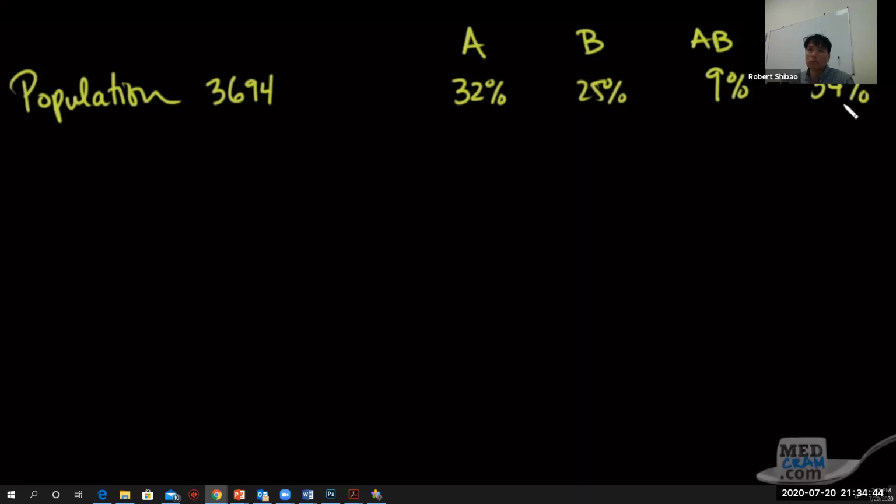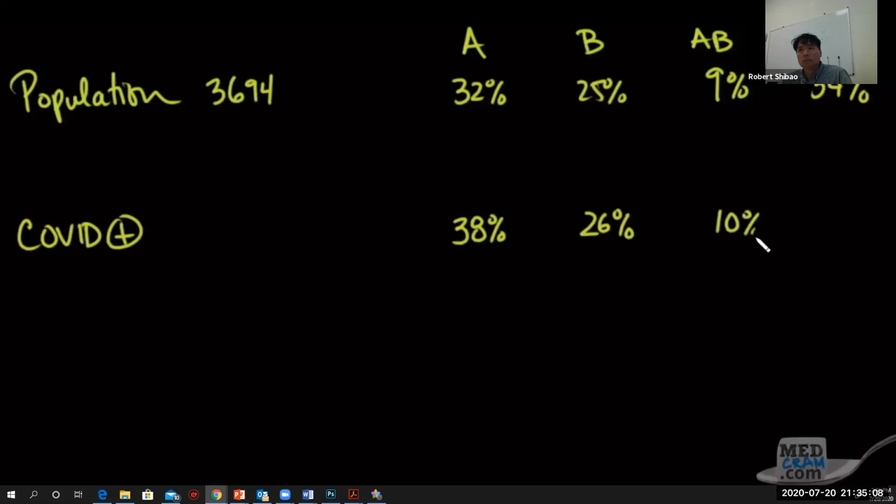Then they looked at those that were admitted to the hospital with COVID-19. And so these are COVID-19 patients that are positive, but not just positive, but sick enough to actually be in the hospital. And what they noticed was that A went from 32 to 38%, B went to 26%, AB went to 10%, but O went to 26%. There was a drop here statistically significantly in type O.